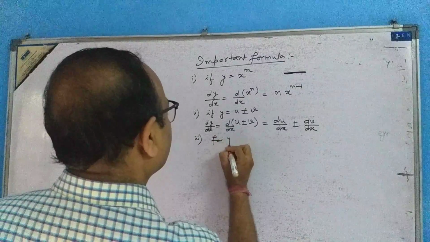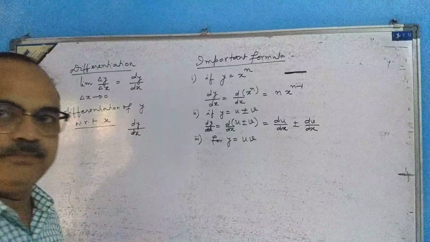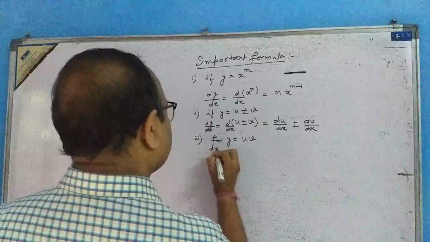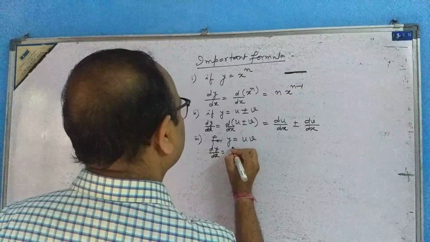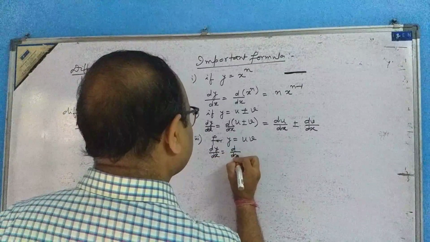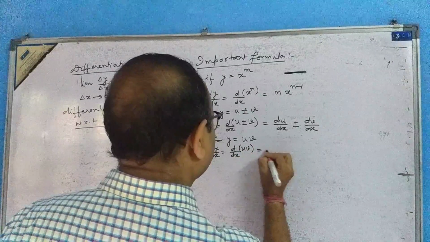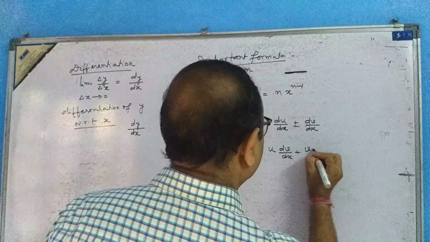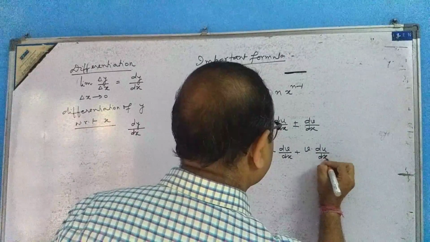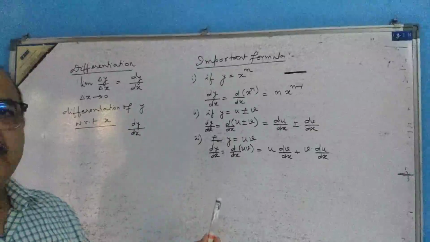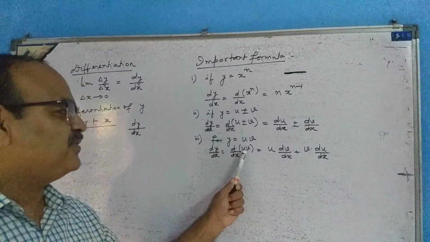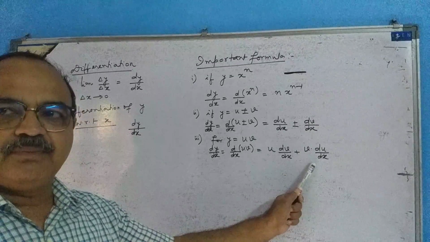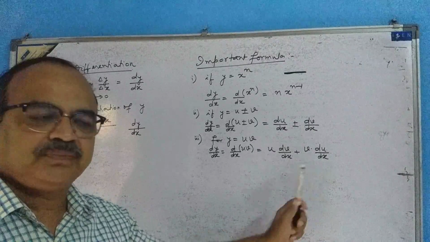for y is equal to u into v, maybe the product, then dy by dx is equal to d by dx of u into v, that is u into dv by dx plus v into du by dx. Alright? Look, it's very simple. What we have done, first variable into differentiation of the second one, plus second variable into differentiation of the first one.